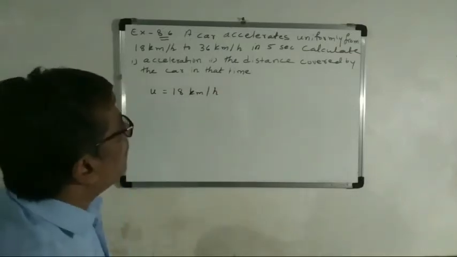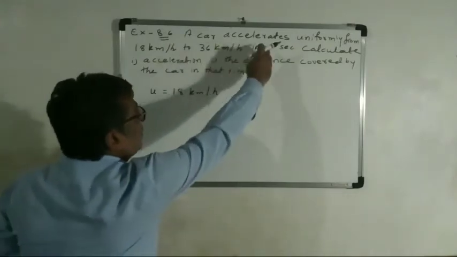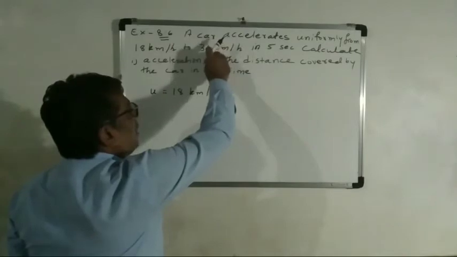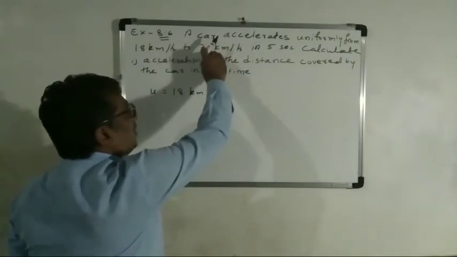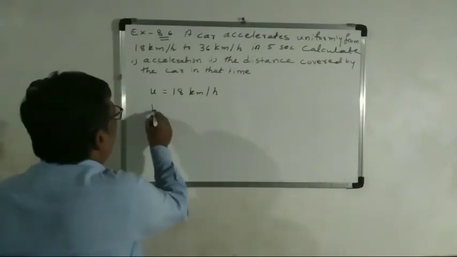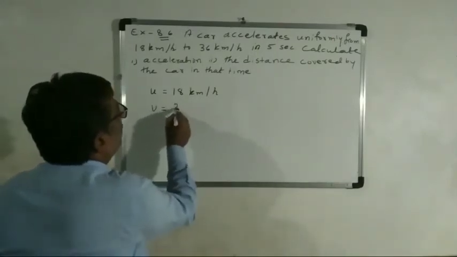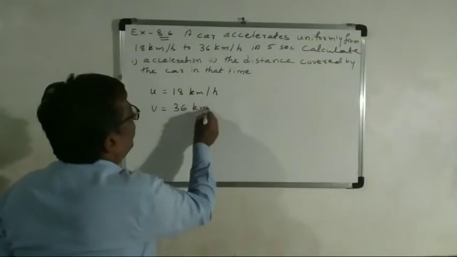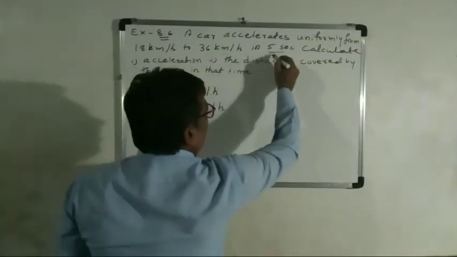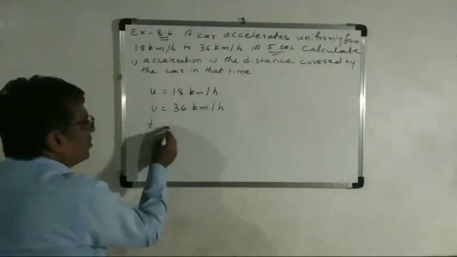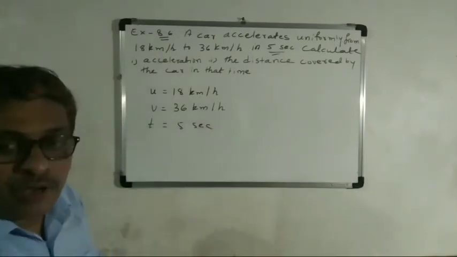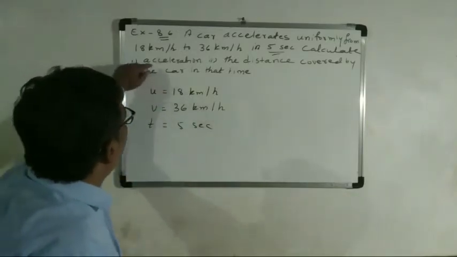Okay. Now, after some time, it reaches the final velocity of 36 kilometer per hour. Final velocity v is equal to 36 kilometer per hour. What is the time taken? Time taken is 5 seconds. Now what do you have to find out? You have to find the acceleration.